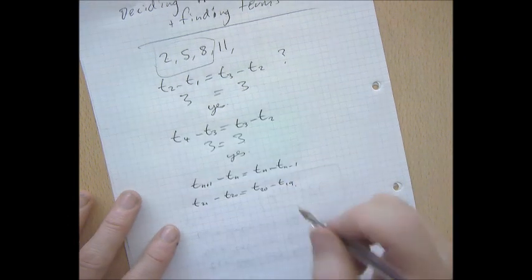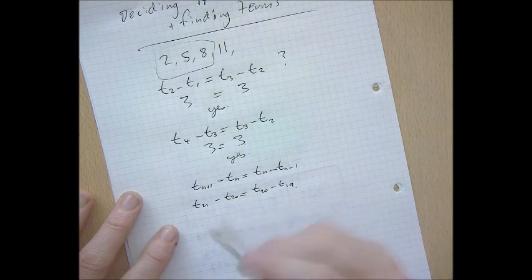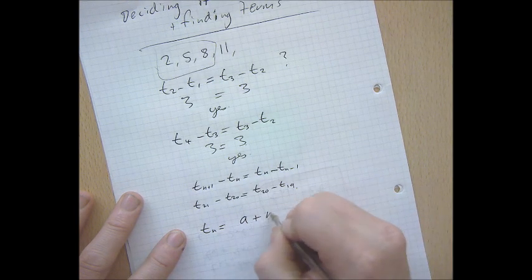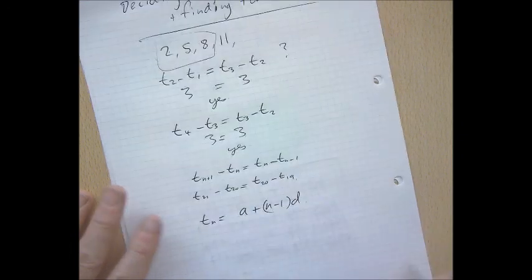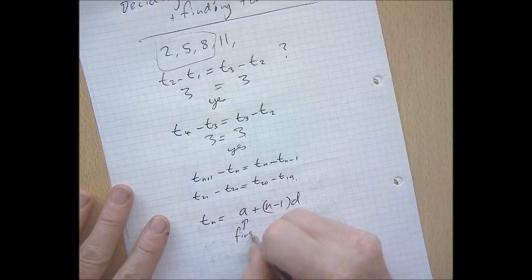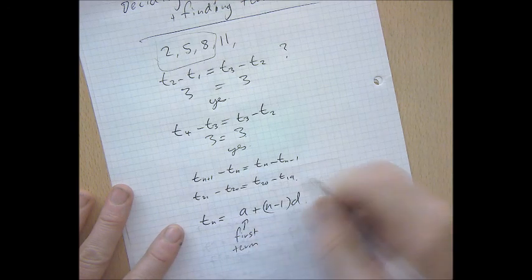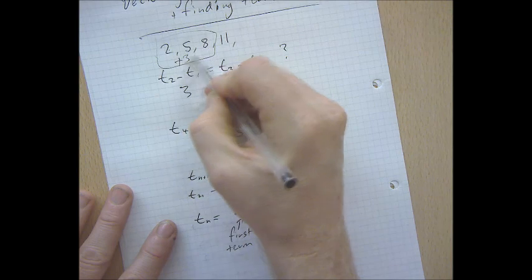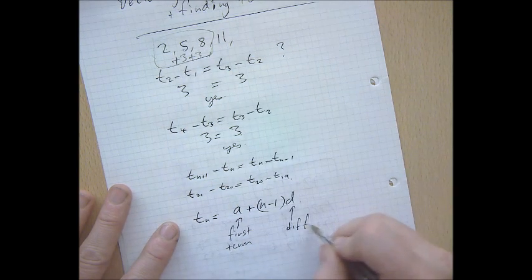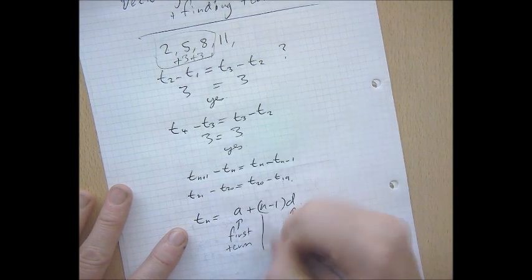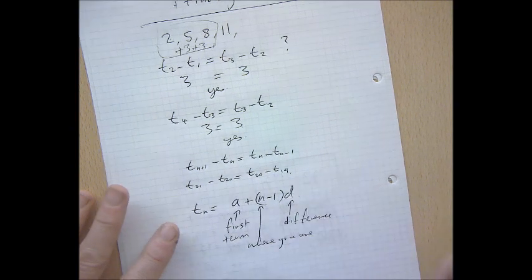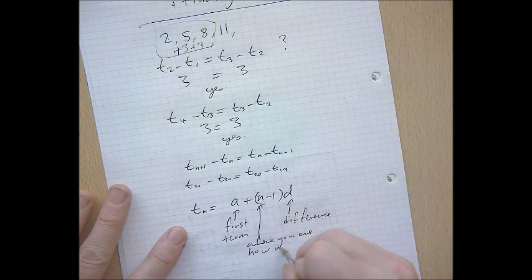If a sequence is arithmetic, you can say that all the terms are equal to this. Now that's the first term. That is the common difference. So in other words, what you're adding each time. In this case, it was plus 3. And that is where you are. In other words, your position. Or, in other words, how many terms you have progressed into the sequence.